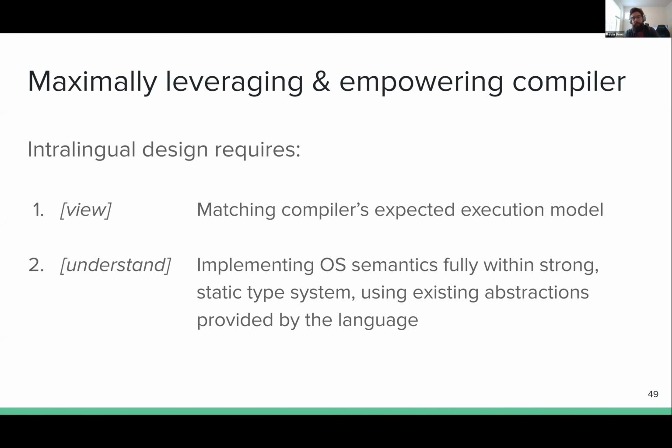So to do so, there are a couple things we had to do to design the OS in a slightly different way. To allow the compiler to view the whole system, we have to match its expected execution model, right? All compilers have a model of the world. To allow it to understand things, we have to implement all OS functionality using that strong static type system and all of the existing abstractions that the language already provides.